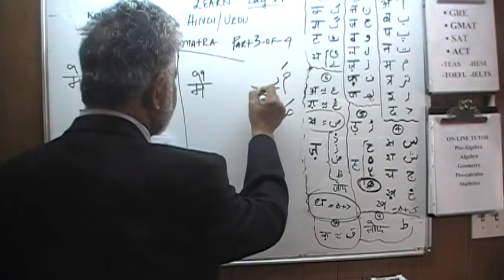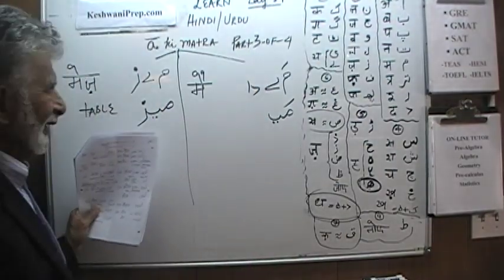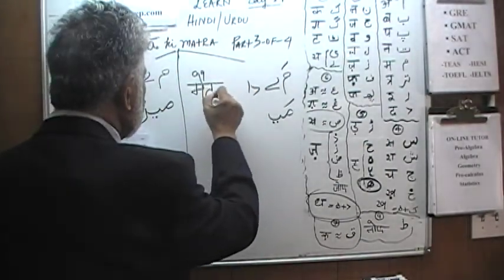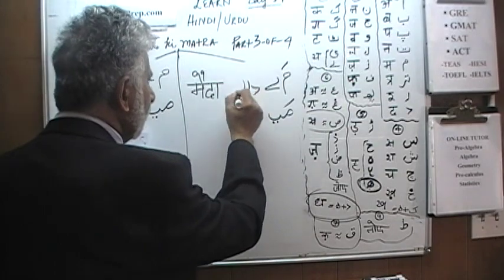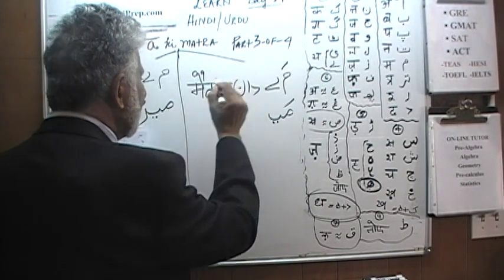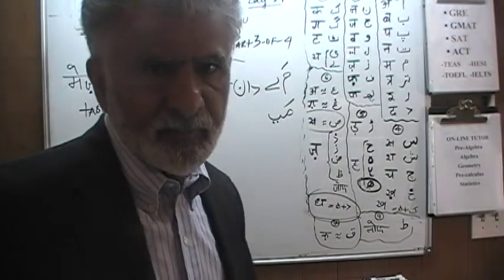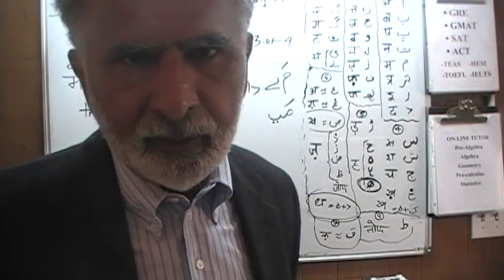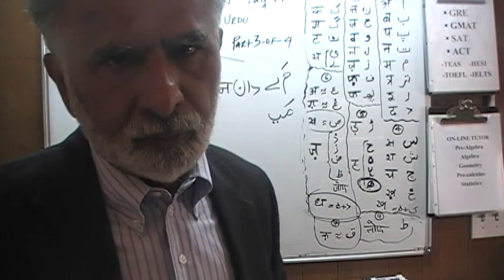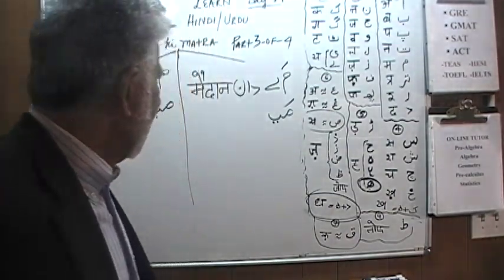Then we have a aki matra with a dal. That makes a da. Me da. And then we have a noon. Meydan, you know what meydan is? Meydan is a field. Meydan, meydan mein khelte hain. We go and play in the field, like a hockey field or cricket field. It's called meydan.